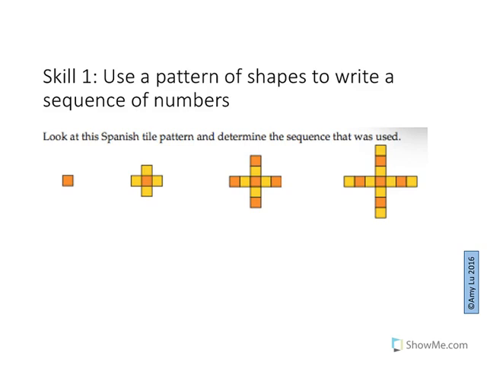So if we look at these shapes and we look at the problem, it says, look at the Spanish tile pattern and determine the sequence that was used. So if we look at the first shape, first sequence, we'll notice that there is one tile. In the second shape, we'll notice that there are 5 in total. And then we'll notice in the next one that there are 9. And then in the next one, we'll notice that there are 13. So we have to determine the sequence that was used, which basically means a sequence, which is a series of numbers. So the sequence itself is 1, 5, 9, 13.